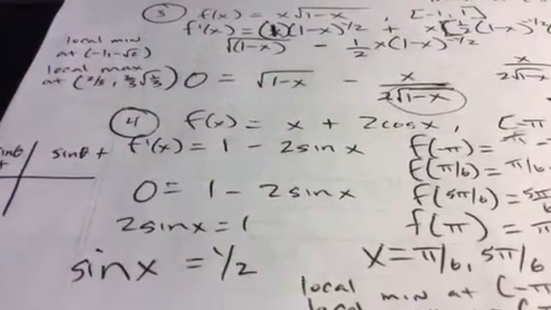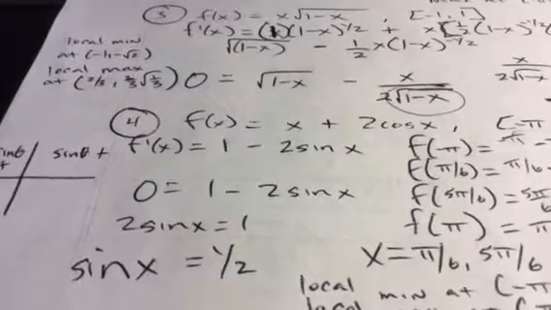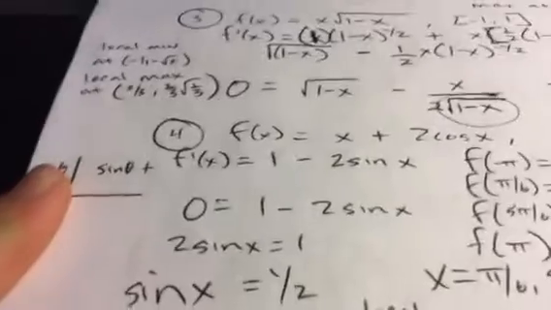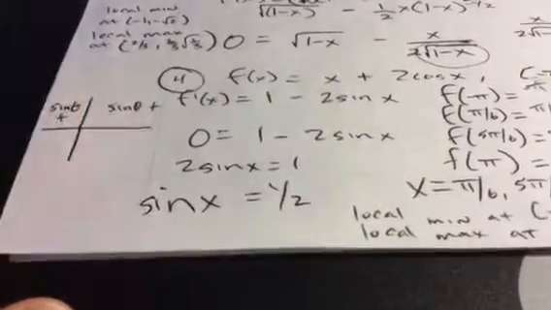Because the derivative of cosine x is negative sine x, so we get a minus there. Sine, 2 sine of x. Move the 2 sine of x over. You get sine x is 1/2.